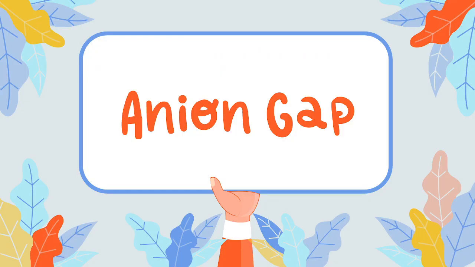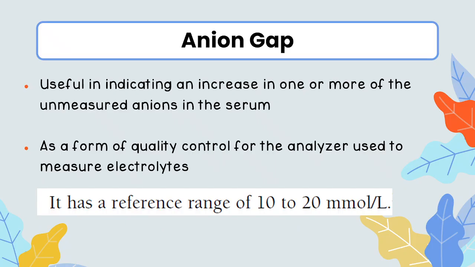Sige, so that is all of your other electrolytes, kids. Then again, let me emphasize this one with regards to your anion gap. So this will be the last portion of our discussion here in our lesson 7, all about your anion gap. Now, anion gap, kids, is useful in indicating an increase in one or more of the unmeasured anions in the serum, and as a form of quality control for the analyzer used to measure electrolytes.